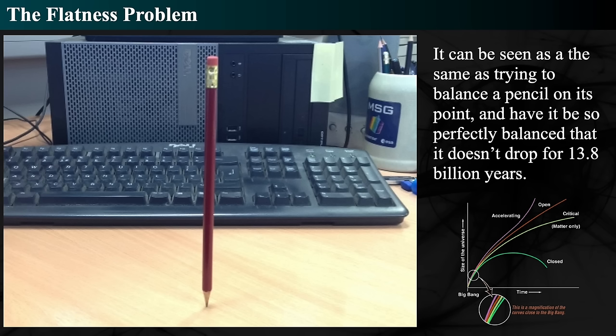That's the equivalent of the flatness problem. That's a hard one to do. If it wasn't flat, the end result would be a closed universe that would collapse on itself, or an open universe that would accelerate away. So it had to have been really close to flat at the beginning in order for one of those two things not to have happened, to give us the universe that we see today.